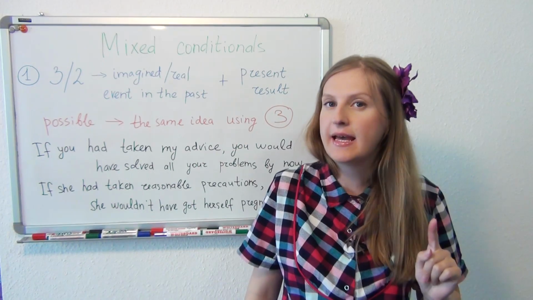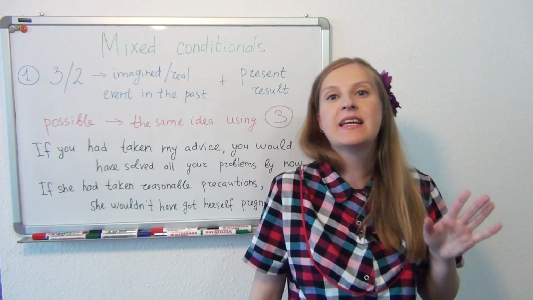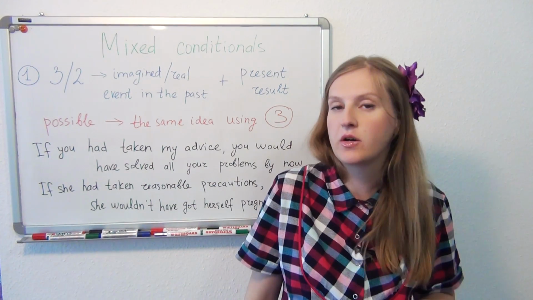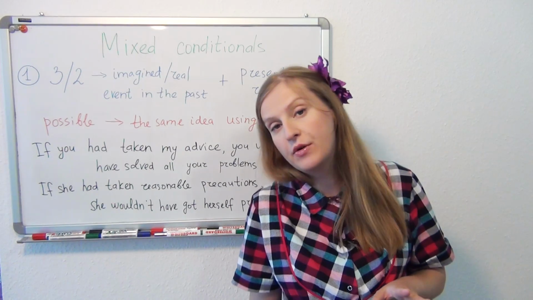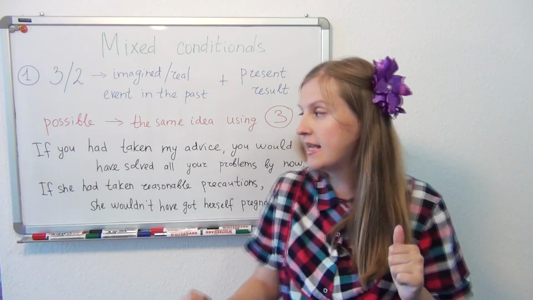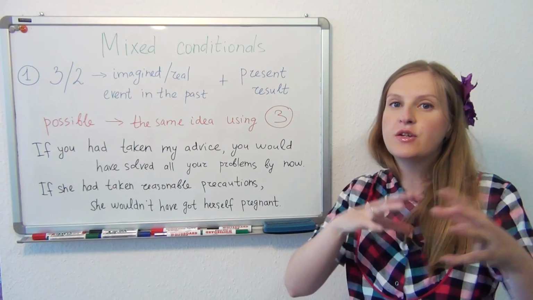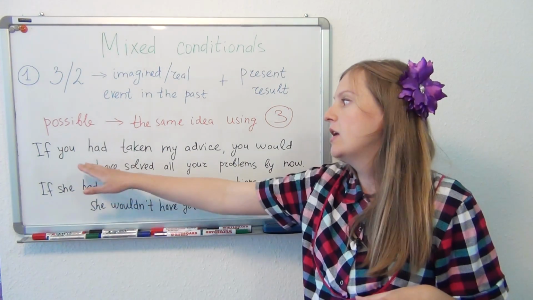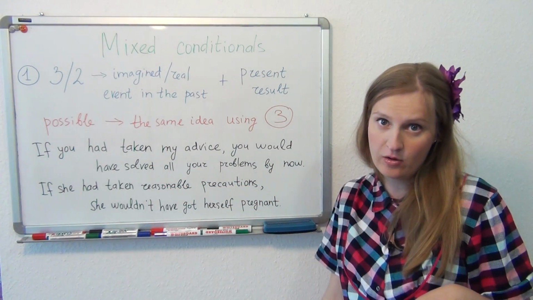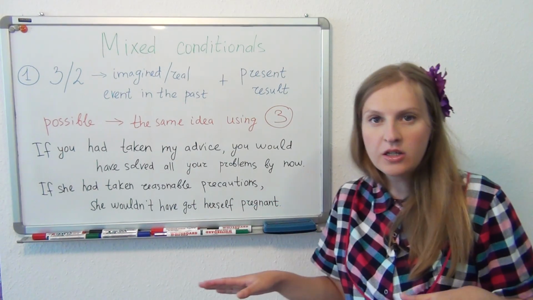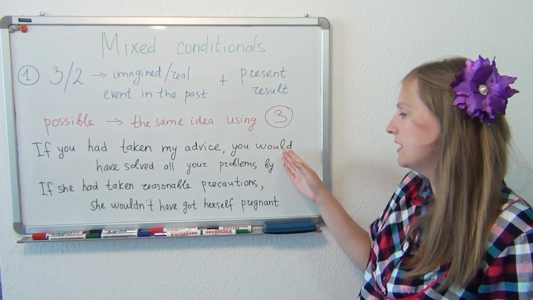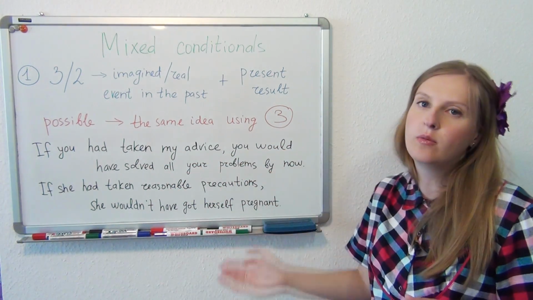Here I should point out that we can convey the same idea using conditional number 3, when we are supposed to use perfect forms in both parts of the sentence. So in the if clause we use past perfect, and in the second clause we use would plus perfect infinitive. An example, well actually two, we transform the sentences a little. Take a look. If you had taken my advice, you would have solved all your problems by now. As you can see, the idea is very close, but it is formulated a little bit differently. So here, you would have solved all your problems.